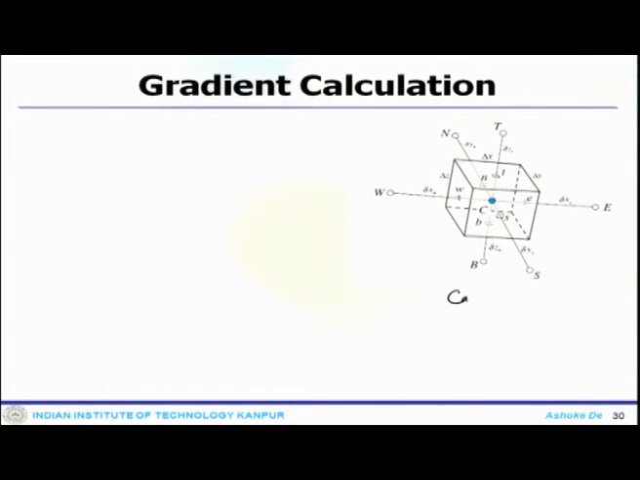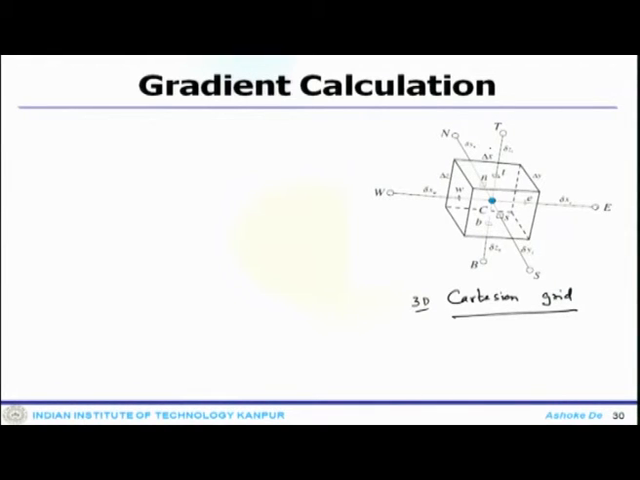So, it is a Cartesian grid. Let us consider that, and C is the center of that cell. As usual in our convention, there is an east cell, this is the west cell, there is a north cell, south cell, top and bottom. Now, this is a 3-dimensional Cartesian cell. So, that is why you have 6 different faces. So, the number of cells which are surrounding also will go up.